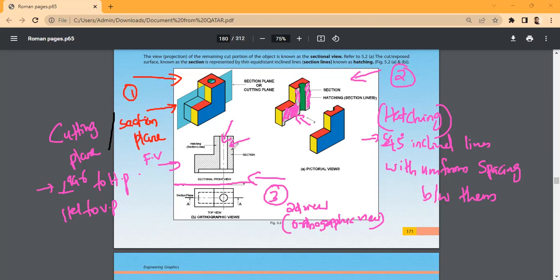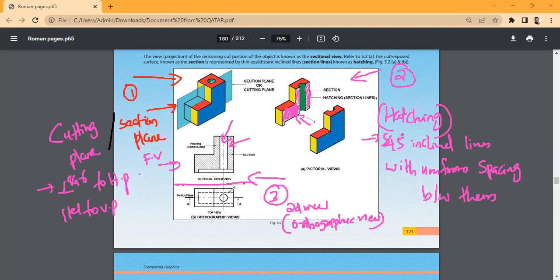Because it's not part of the section. The cutting plane does not cut that portion, because that is a hole. The cutting plane is not touching any portion there. That's why there is no hatching line there. So this is also very important.